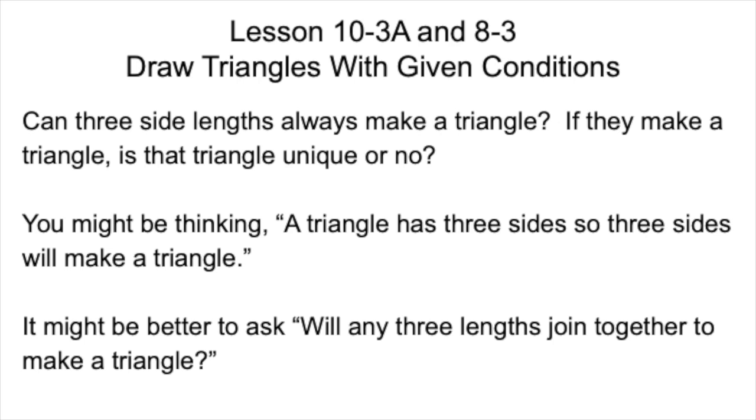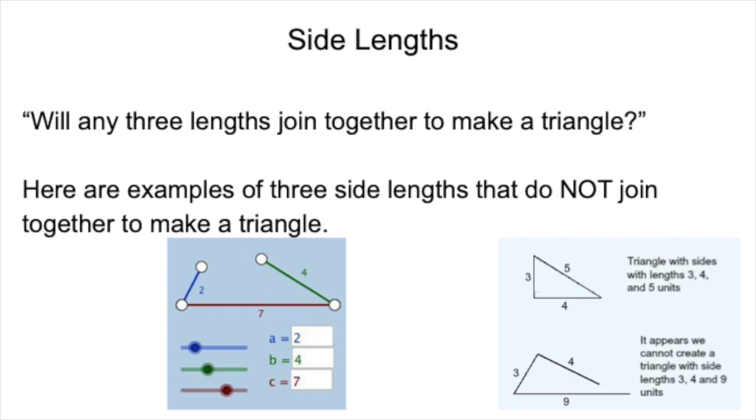So you might be thinking that a triangle has 3 sides, so 3 sides have to make a triangle. It might be a better question to ask is, will any 3 lengths join together to make a triangle? If the question is, will any 3 lengths join together to make a triangle, here are some examples of 3 lengths that will not join to make a triangle.